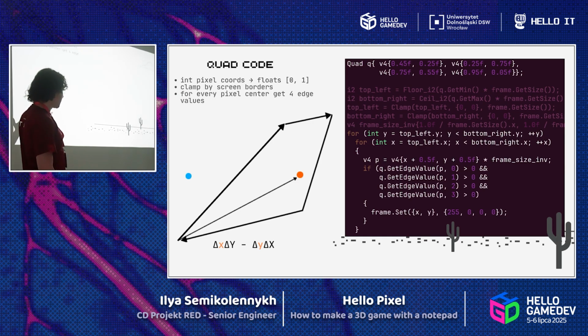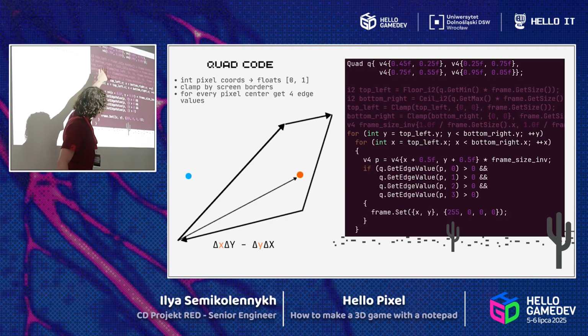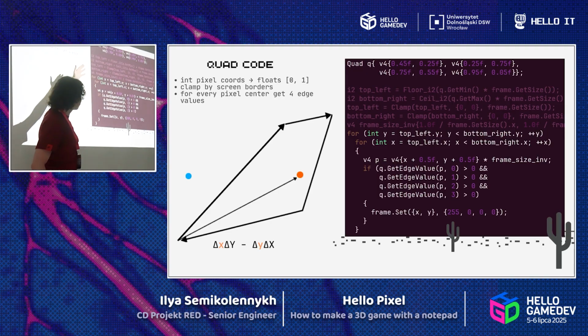Let's switch our approach from integer pixel coordinates to floating points, limited in range from 0 to 1, clamped by screen coordinates, so we don't try to put anything outside the screen. And for every pixel center, we just get 4 edge values. I'll explain what the edge value is in a second. Here is the code. We start with the quad defined with these coordinates.